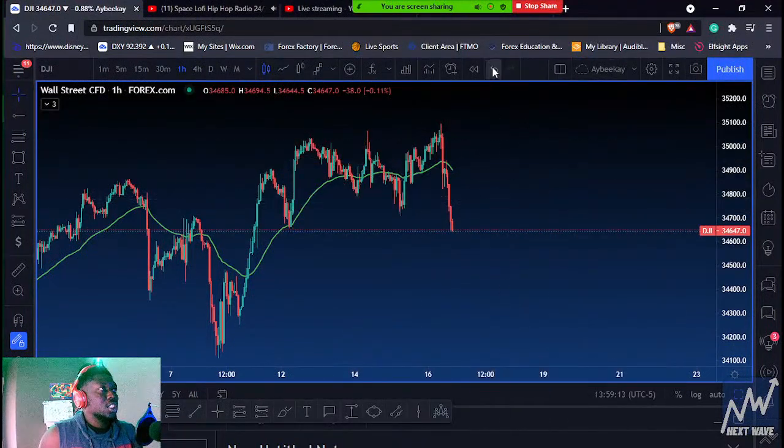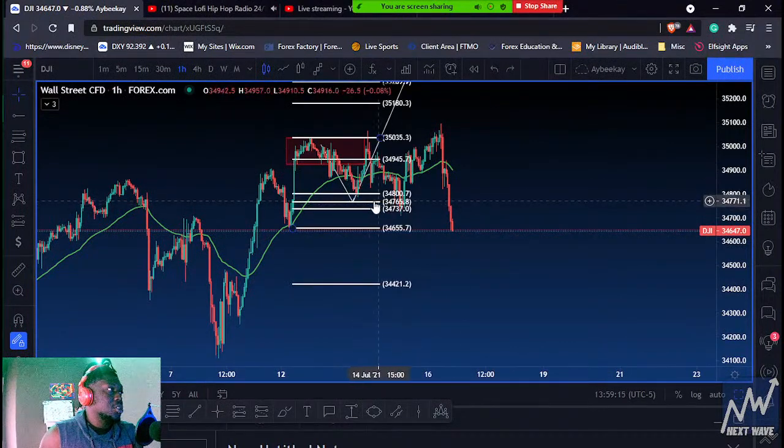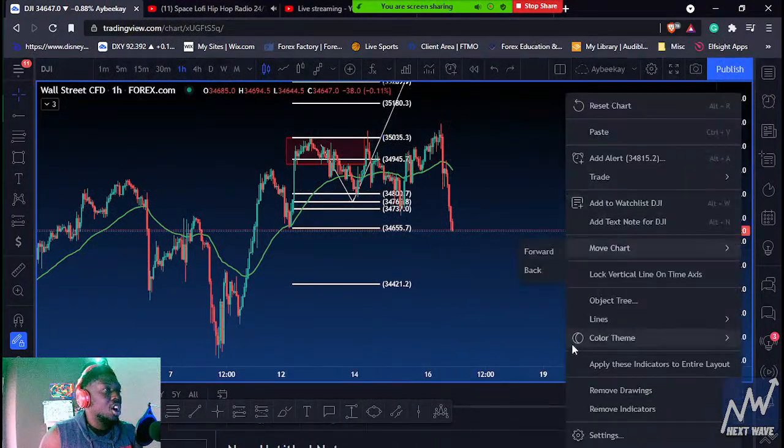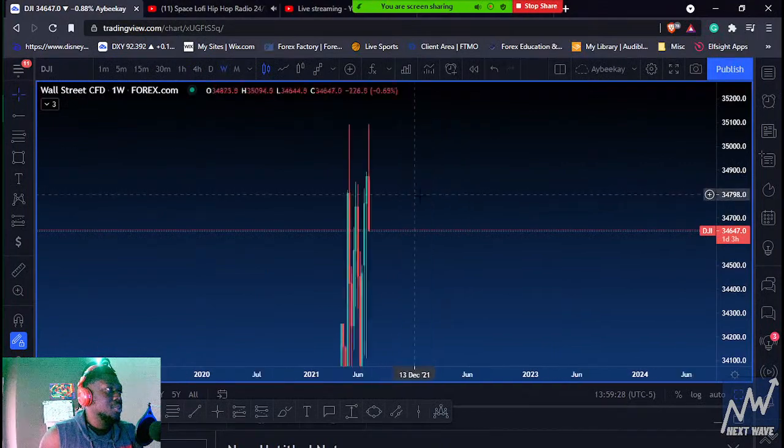Oh, hold on. Let me not delete that. Let me show what happened. Price ended up coming to 78.6 down here at 34737. It ended up going to these equal highs, but then price tanked. Said nah.